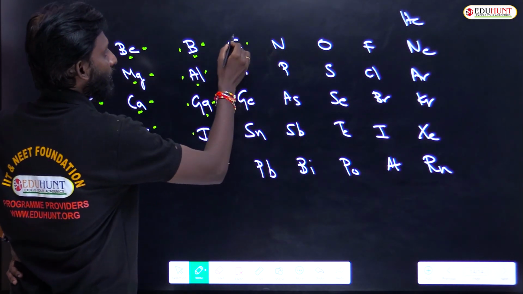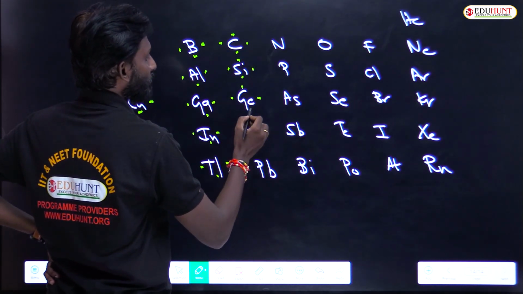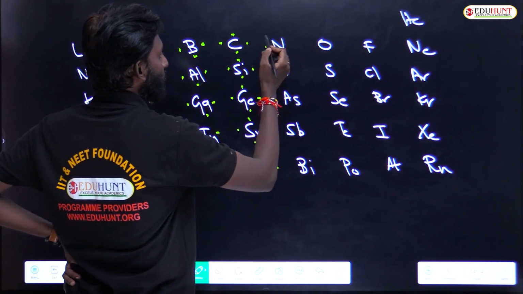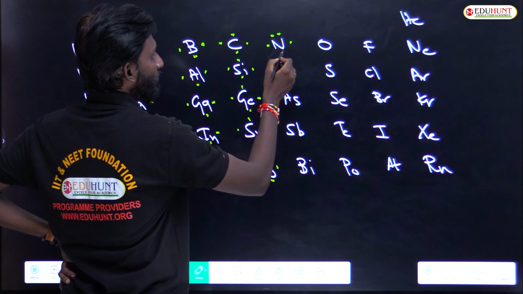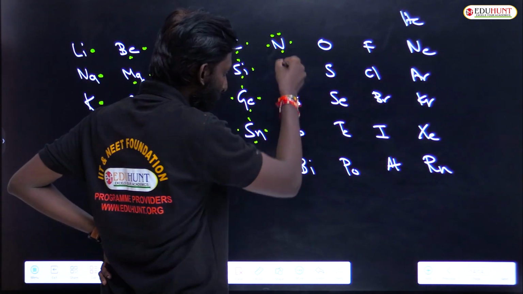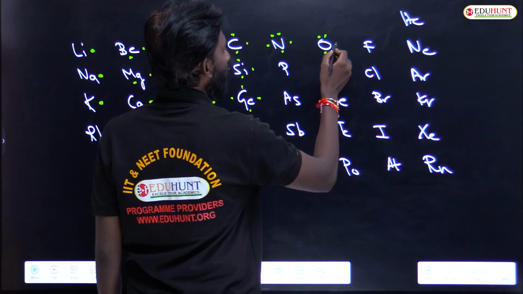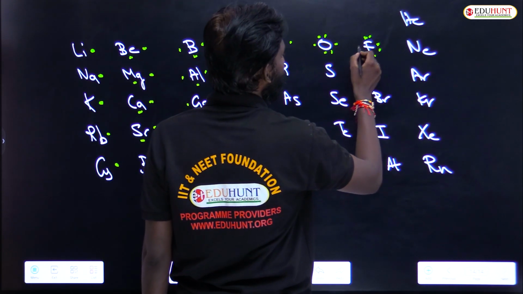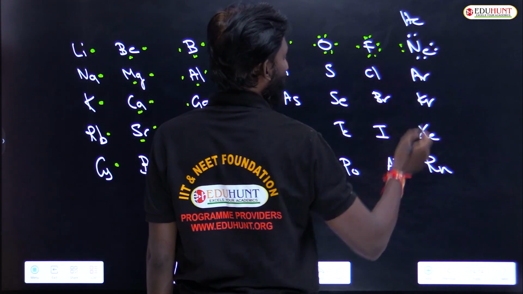And all the members have 4 electrons in the valency shell. These are Lewis symbols, right? Like that. I am writing only the first one, okay? All the members will have 5 electrons in the valency shell. Next, all the members will have 6 electrons in the valence shell. 1, 2, 3, 4, 5, 6, 7. 1, 2, 3, 4, 5, 6, 7, 8.